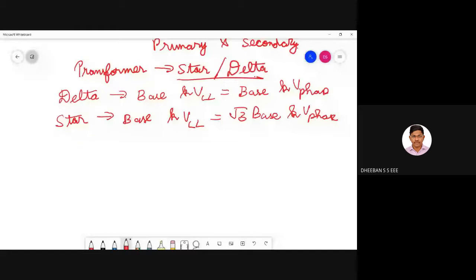The next one is, yesterday we have seen the formula for impedance value. Now, to find the new impedance value of the element, I'll be writing the formula. Before that, I'll be writing the heading. So we are going to find the new impedance.